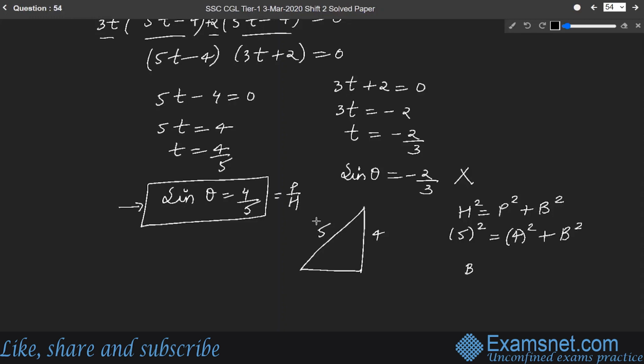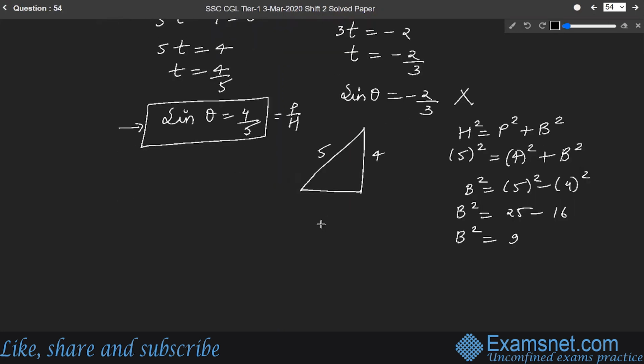Okay. So from here base square will be 5 square minus 4 square. So base square will be 25 minus 16, right? So base square will be 9. Therefore, base will be equal to under root of 9. What is under root of 9? It is 3. So we have base is equal to 3. Now, we can easily find tan theta and cos theta.